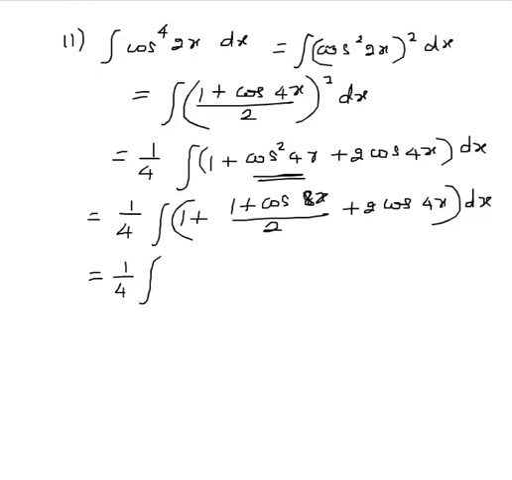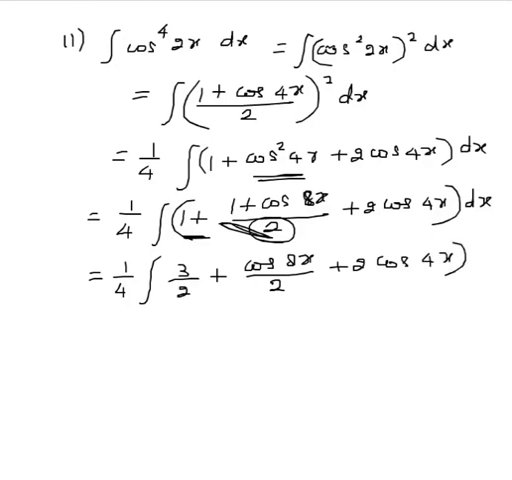Let us add the like terms and write. We have 1 here and half here, which becomes 3 by 2, plus the second term is cos 8x divided by 2. This 2 is common to both the terms, 1 as well as cos 8x, plus 2 cos 4x, into dx.